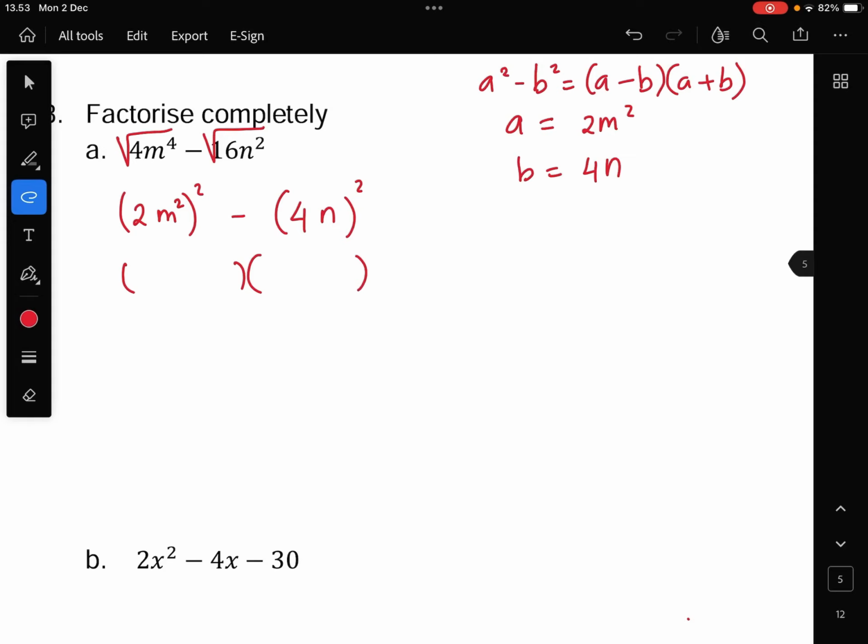Alright, you can write it as (a minus b)(a plus b). Your a is 2m square, minus b, which is minus 4n. Then you will have 2m square plus b, and b is going to be 4n. Then this is going to be your final answer.